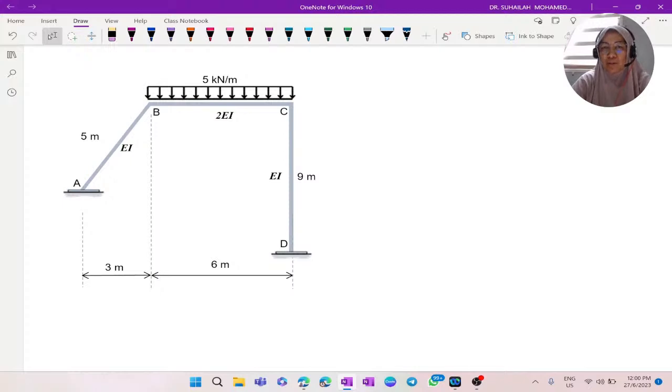There are 6 distribution factors because the number of distribution factors will be equal to the number of end moments in the frame. This is the frame. The frame has 3 members: member AB, member BC, member CD, and each member has 2 ends. So in total, there are 6 member end moments, starting from MAB, MBA, MBC, MCB, and MCD, MDC.